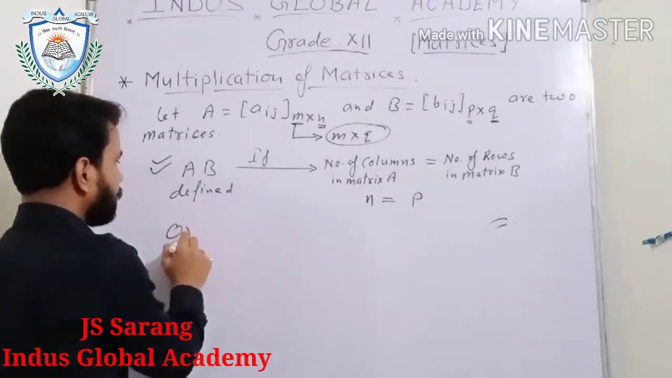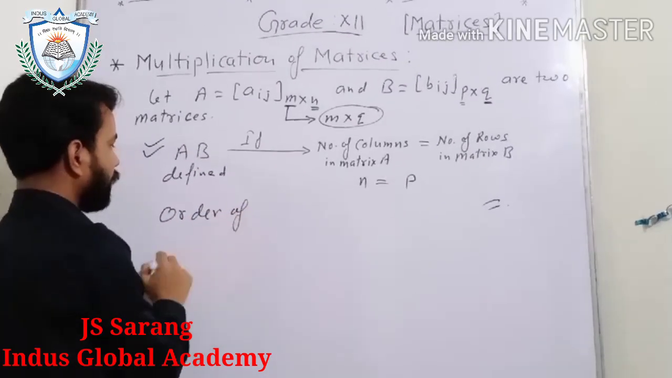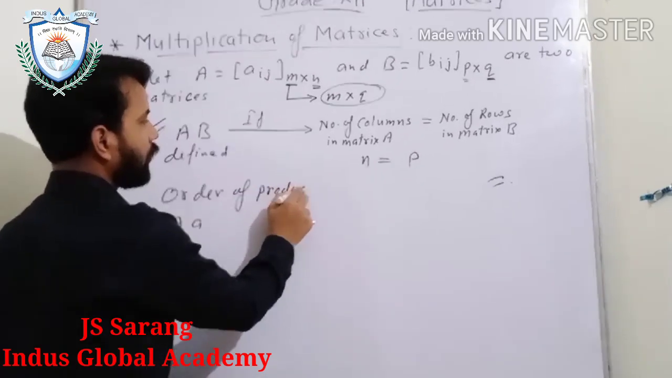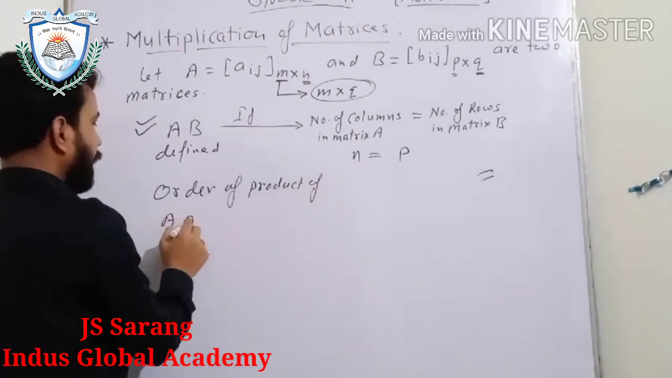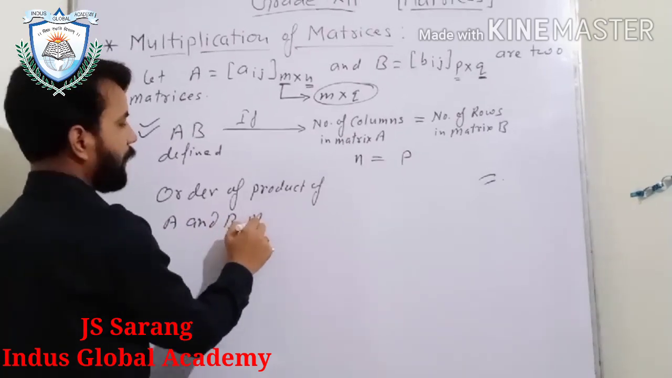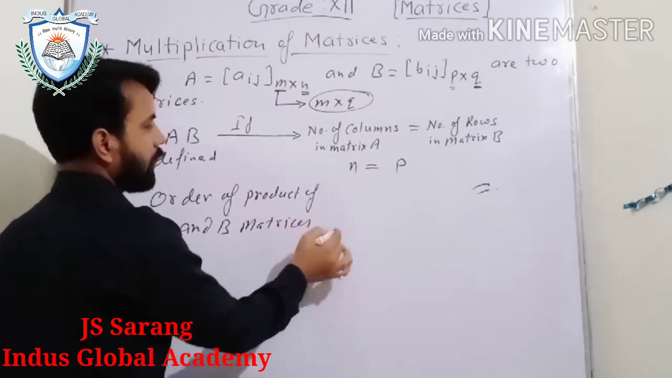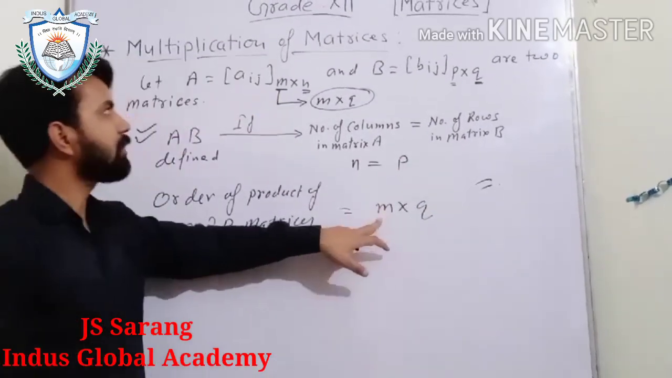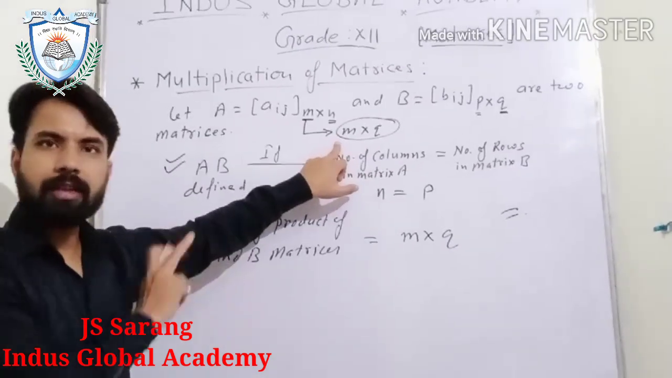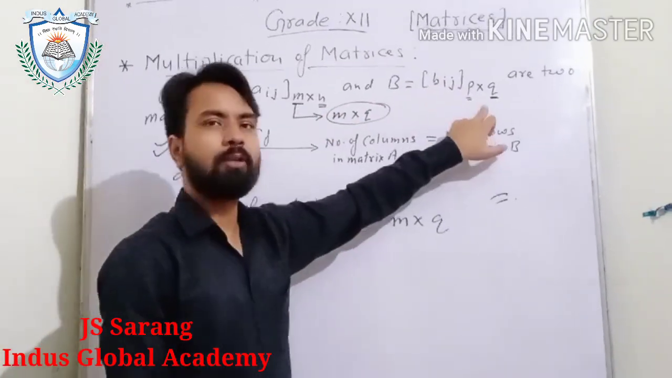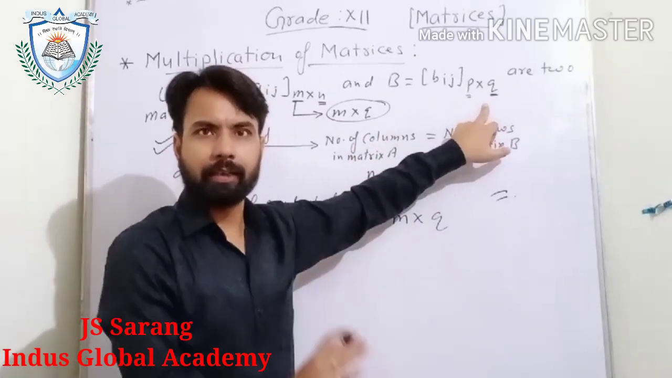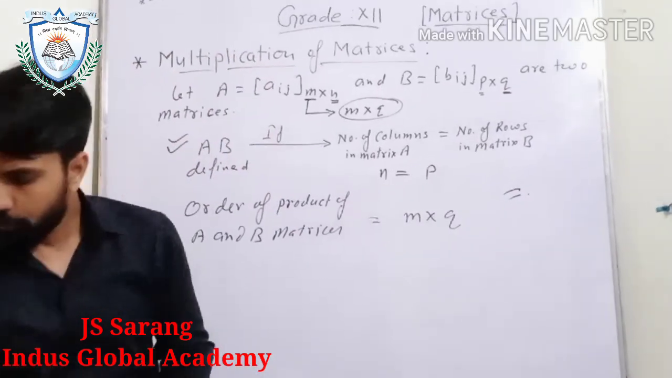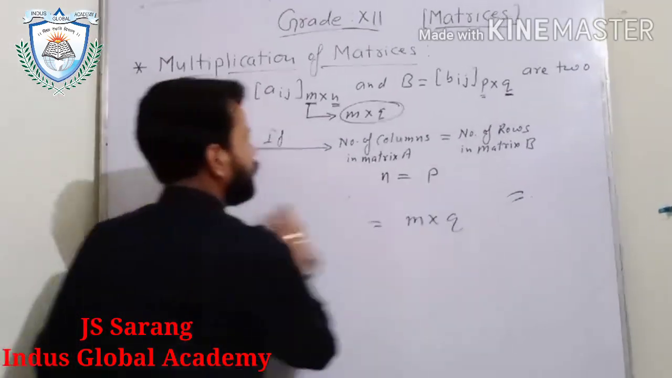So the order of the product of A and B matrices is equal to m by q, where m is the number of rows in the first matrix and q is the number of columns in the second matrix. Understood? Okay, let's take one example, then it will be more clear. So I am taking here one example.